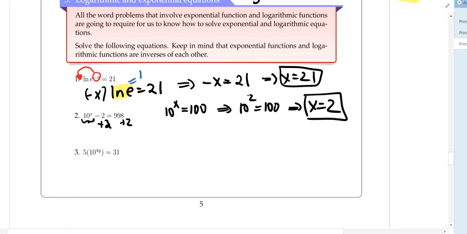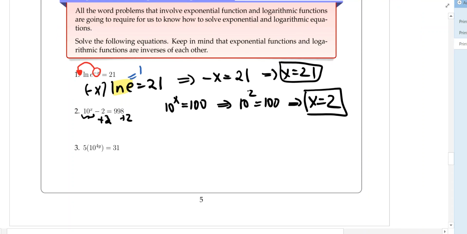Okay? All right, now we've got to solve for y. And so I'm going to isolate the part that has the y. So this 5 right here is bothering me. So I'm going to divide both sides by 5 first. So I'll have 10 to the 4y equals 31 divided by 5.